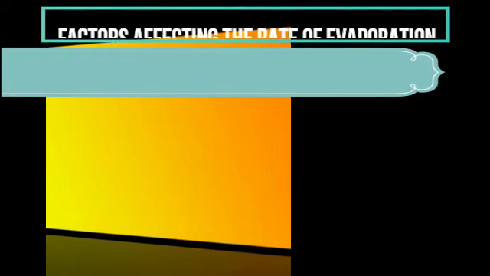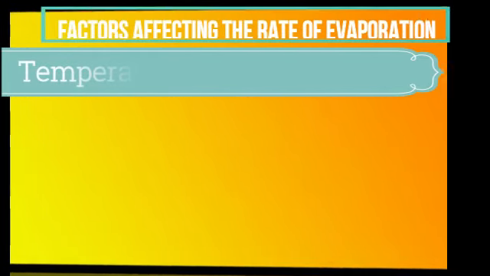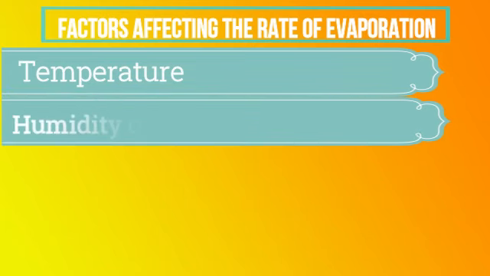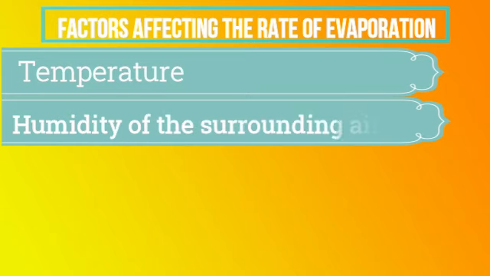Now, there are several factors affecting the rate of evaporation. These are as follows. Number 1, temperature. Evaporation occurs at any temperature. Increasing the temperature increases the kinetic energy of the molecules, making them more energetic to escape. Next is humidity of the surrounding air. Humidity is the amount of water vapor in the air. The more water vapor in the air, the harder it is for liquid molecules to evaporate. Thus, higher humidity means a slower rate of evaporation.